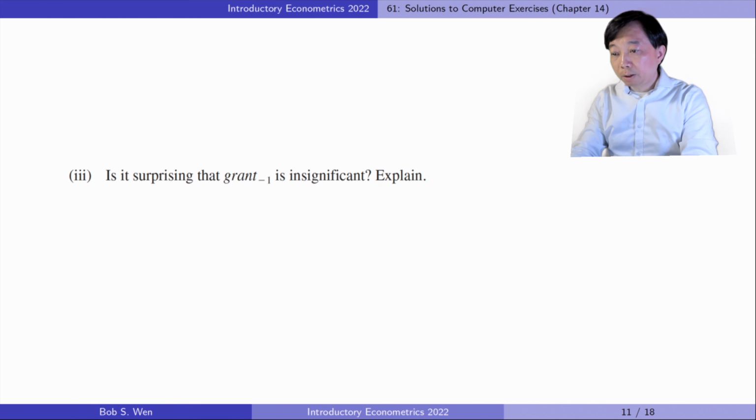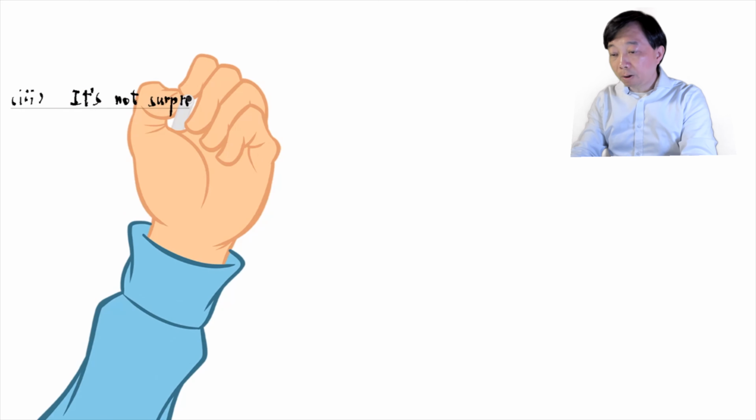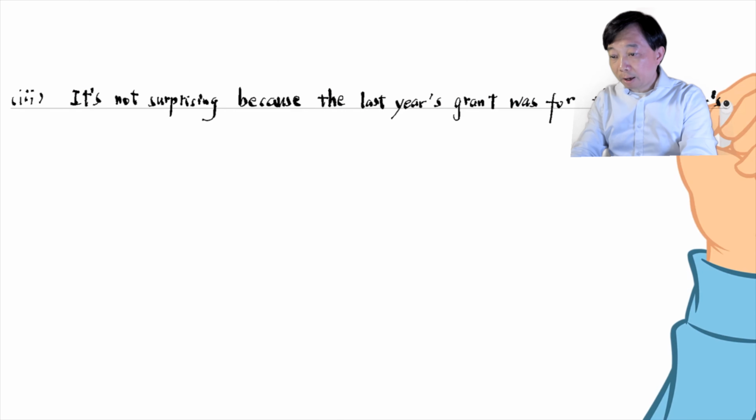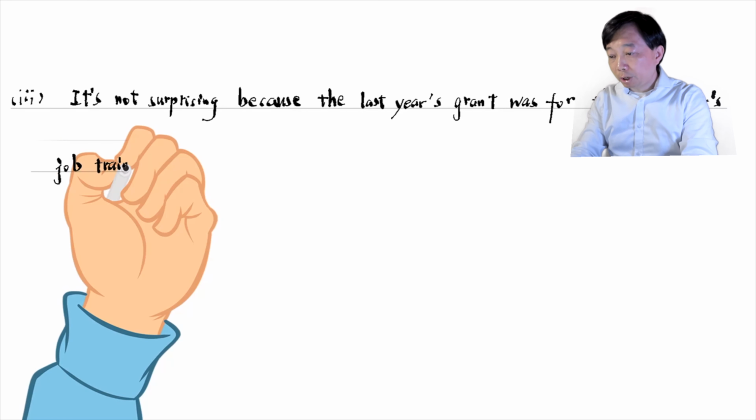In part 3, is it surprising that the lag grant variable is insignificant? Explain. It is not surprising because last year's grant was for last year's job training and has little to do with the training this year.